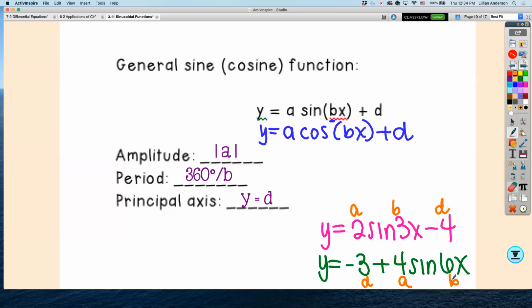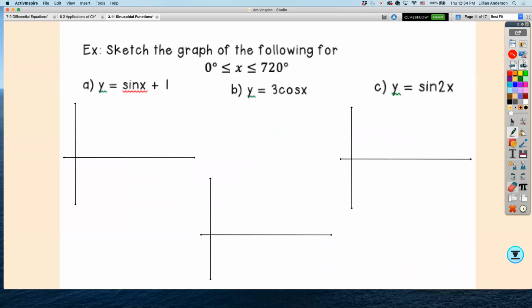Let's try it. Here we go. We're going to sketch the graph for the following from 0 to, I'm going to change this. I'm not going to do 720. I'm just going to go ahead and do 360. So change that on yours too. I'm going to go from 0 to 360, and graph each of these functions.